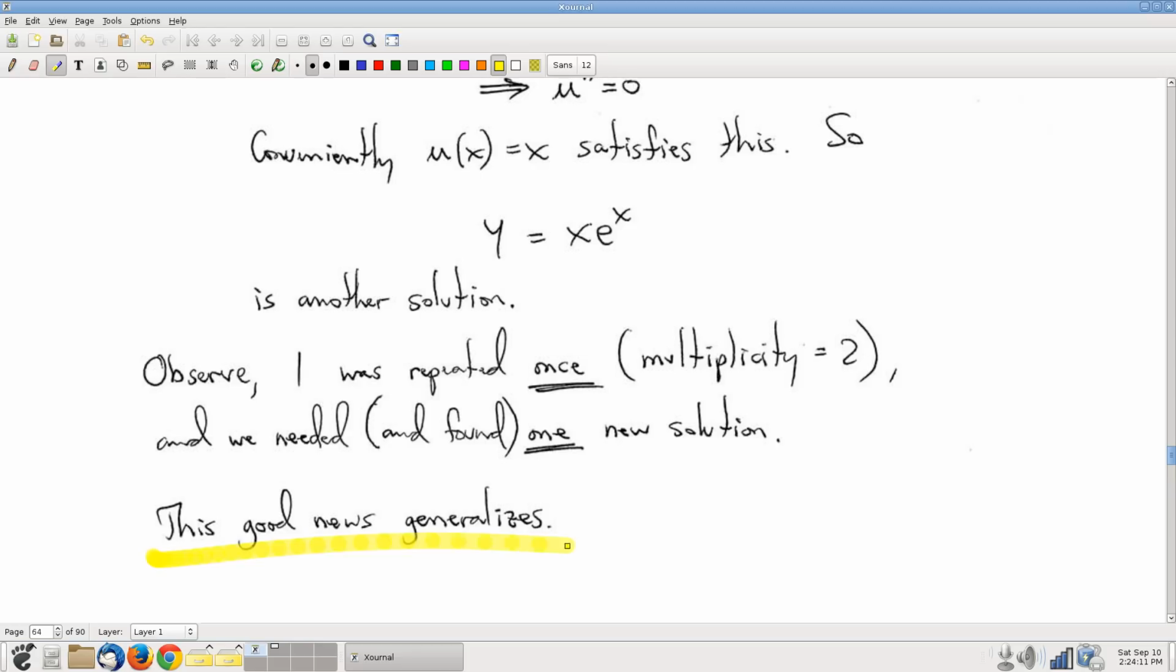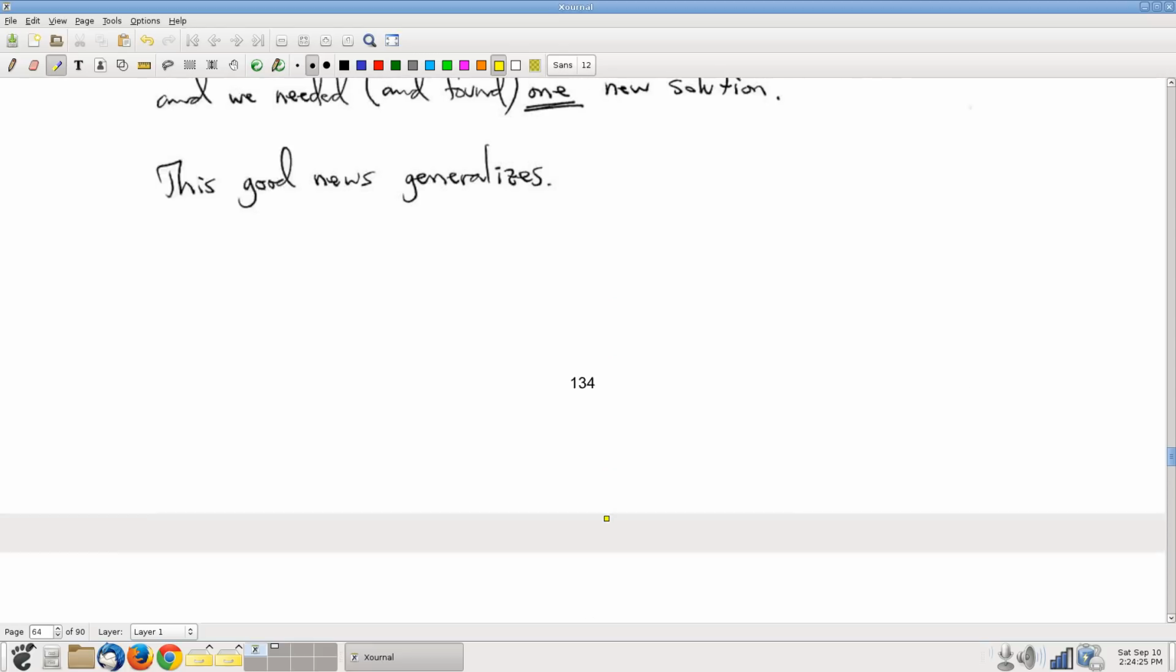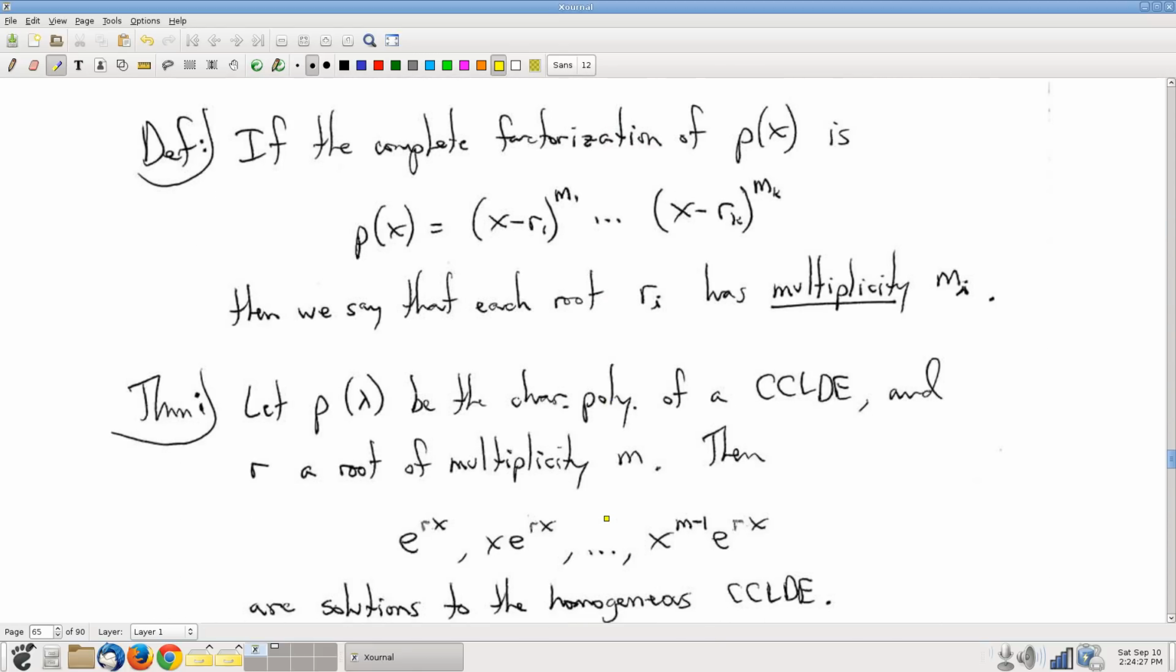Okay. Fortunately, this generalizes. We're not going to prove the theorem on the next page right here. We will prove it later when we have some more powerful tools at our disposal. For the moment, we're simply going to make use of it. Here it is. Here's the theorem. I have to make a definition first. We have a polynomial that factors. I suppose this is the complete factorization of our polynomial.